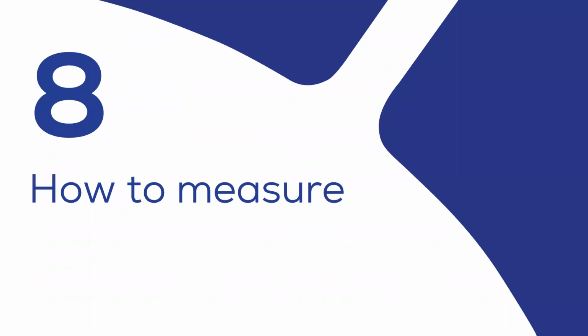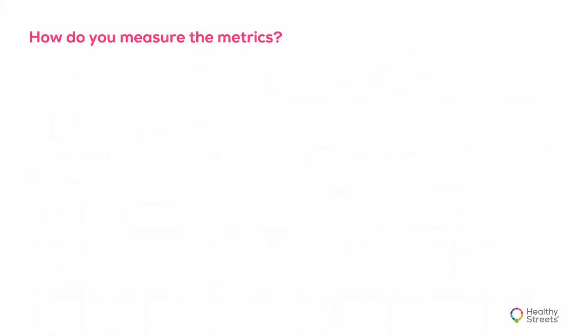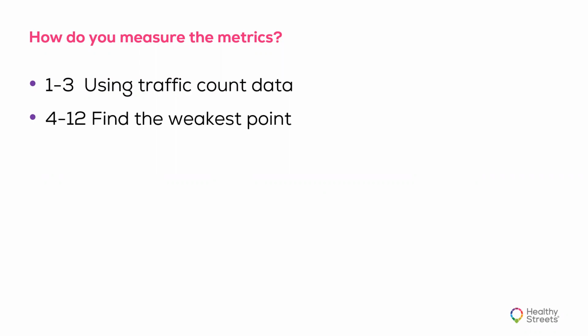So how do we measure using this tool? The first three metrics, you can use traffic count data if it's available. If you don't have traffic count data available, there's guidance in the tool on how you can estimate your scores for metrics 1 to 3. Metrics 4 to 12 are based on the weakest geographical point on the street. So for an existing street, you may well want to visit the street and have a look at it. And you can also work out from plans for a proposal where the weakest point is likely to be.